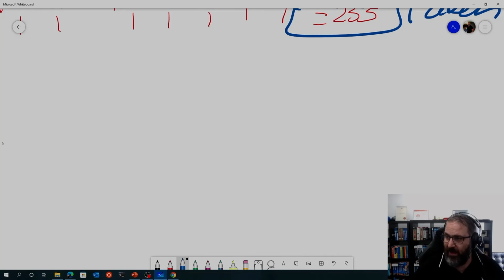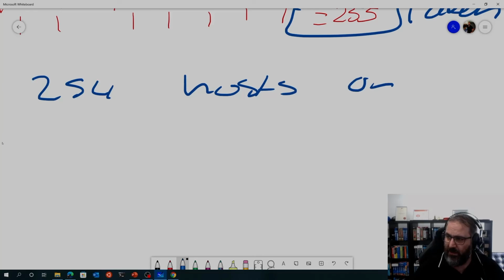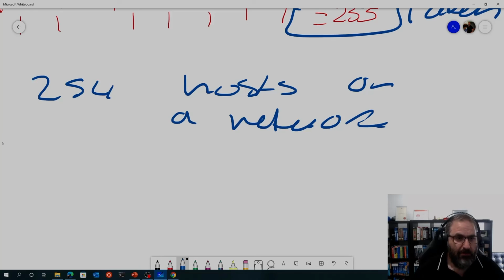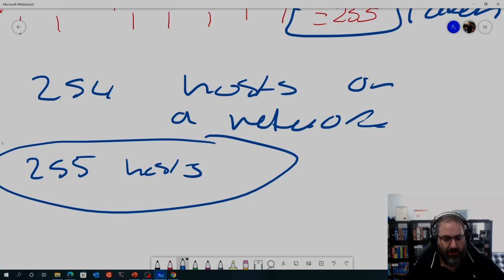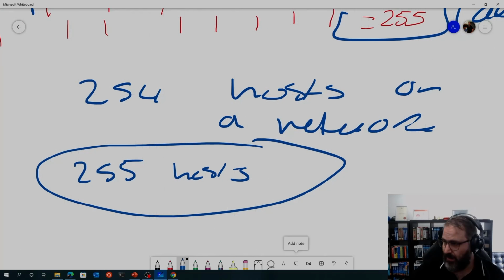So, if I have 254 hosts on a network, I can use them all. If I have 255 hosts, I'm sorry, I can't use it. I need another addressing scheme that's bigger than this. But if I have 254 and under, then this is going to be more than sufficient. Okay, so I hope that's made sense there.